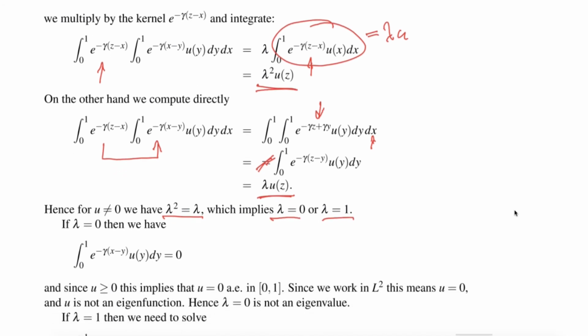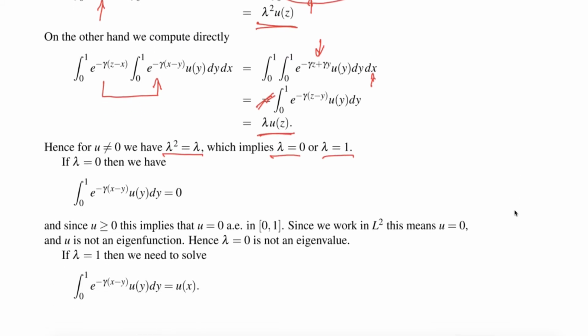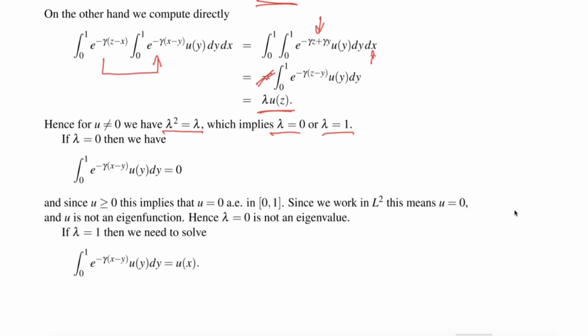So we find two possible eigenvalues, but we are not sure if they are really eigenvalues, so we need to check that. So if lambda is 0, then we have that the integral from 0 to 1 of e to the minus gamma x minus y u of y dy equals 0 times u of x, so equals 0. But now we know that u is non-negative, and the exponential is also non-negative, of course, so it means u is 0 almost everywhere in 0, 1.